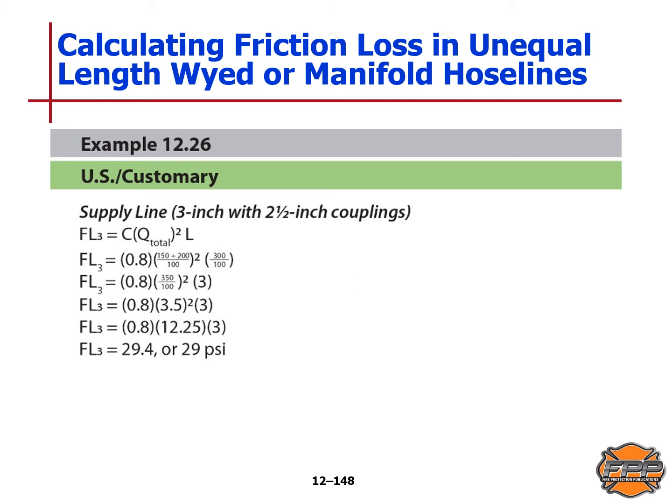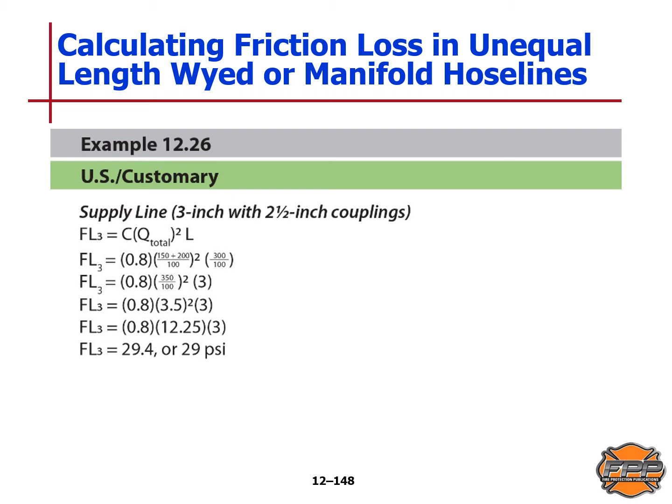Now let's look at the supply line with a 3-inch hose with a 2-inch coupling. You have friction loss for supply line 3 equals CQ total squared times length. Friction loss 3 equals, let's plug in the numbers, 0.8 times 150 plus 200 divided by 100. So it's your hose length added together divided by 100, squared, times 300 divided by 100, which is your other hose length divided by 100.